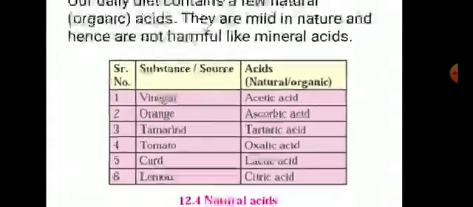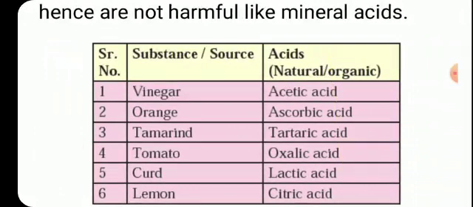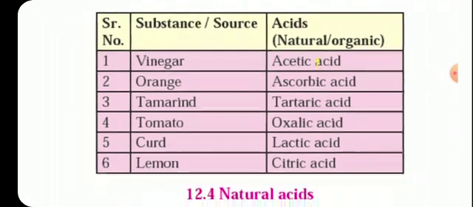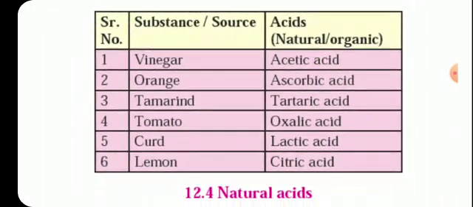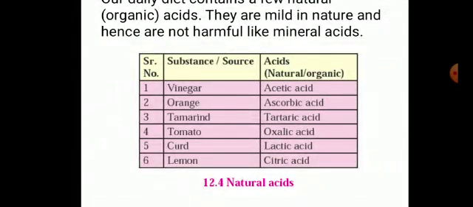Vinegar is acetic acid. Orange contains ascorbic acid. Tamarind has tartaric acid. Tomato has oxalic acid. Curd contains lactic acid. Lemon has citric acid. So these are all natural and organic acids. Draw this table in your science copy.